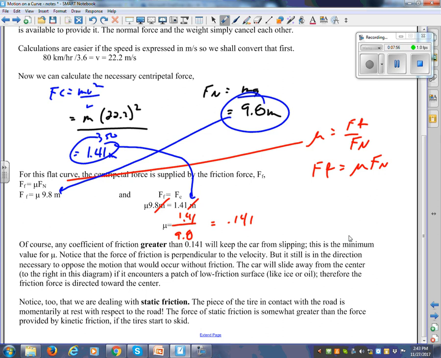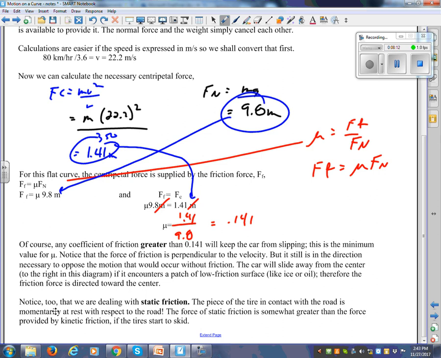Notice that the force of friction is perpendicular to the velocity, but it is still in the direction necessary to oppose the motion that would occur without friction. The car will slide away from the center to the right in this diagram if it encounters a patch of low friction surface like ice or oil. Therefore, the friction force is directed towards the center.